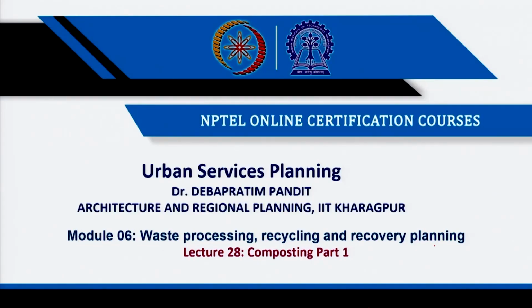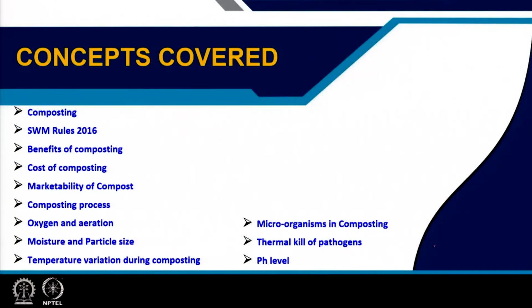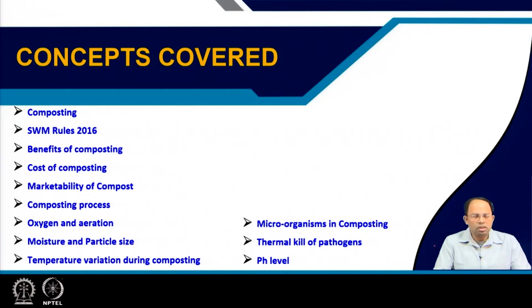Welcome back. In lecture 28, we will start composting, and this is the first part of the lecture. So, the different concepts that we will cover are composting, the Solid Waste Management Rules 2016 and what they say about composting, benefits and costs of composting, marketability of compost, the composting process, and the different components or factors considered in the composting process, such as oxygen and aeration, moisture and particle size, temperature variation during the composting process, microorganisms used in the composting process, thermal kill of pathogens, and pH level during composting.